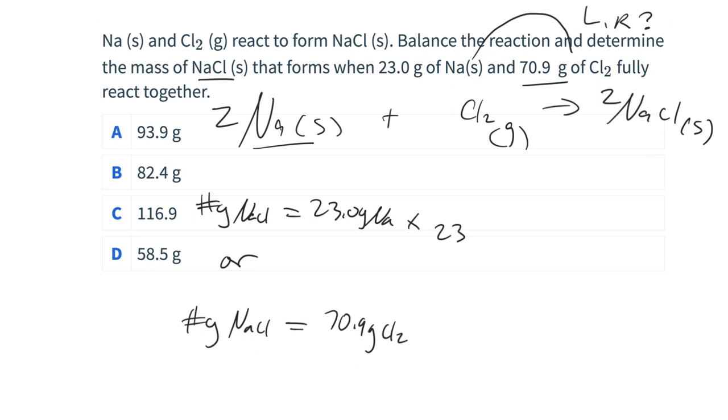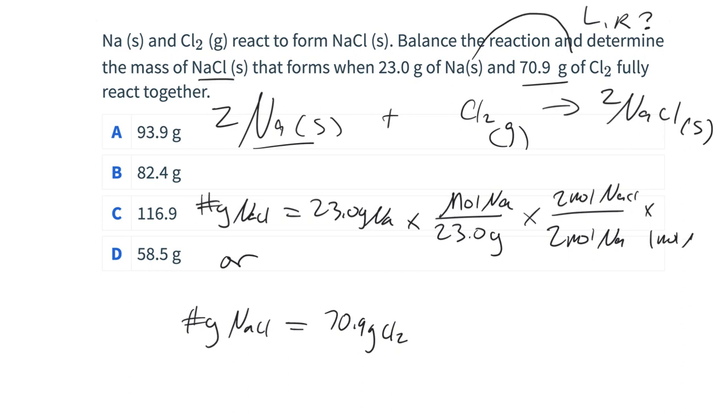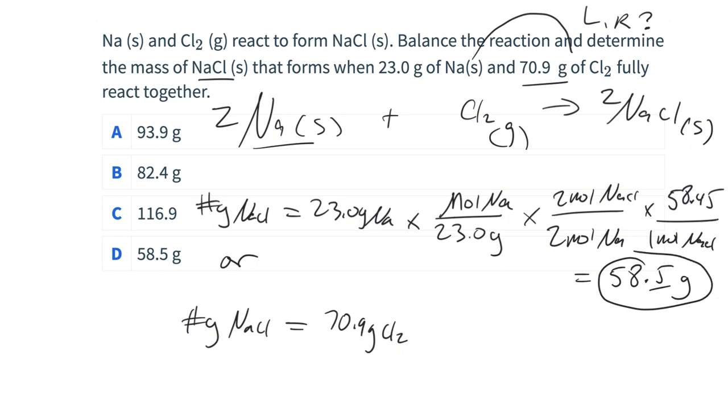So 23.0 turns out to be the molar mass of sodium. So 1 mole of sodium is 23 grams. The reaction says for every 2 moles of sodium, we get 2 moles of NaCl. 1 mole of sodium chloride is 35.45 plus 23, so that's 58.5. The 23 by 23 is 1, times 2 divided by 2 times 58.45, so that math simplifies down to 58.5.